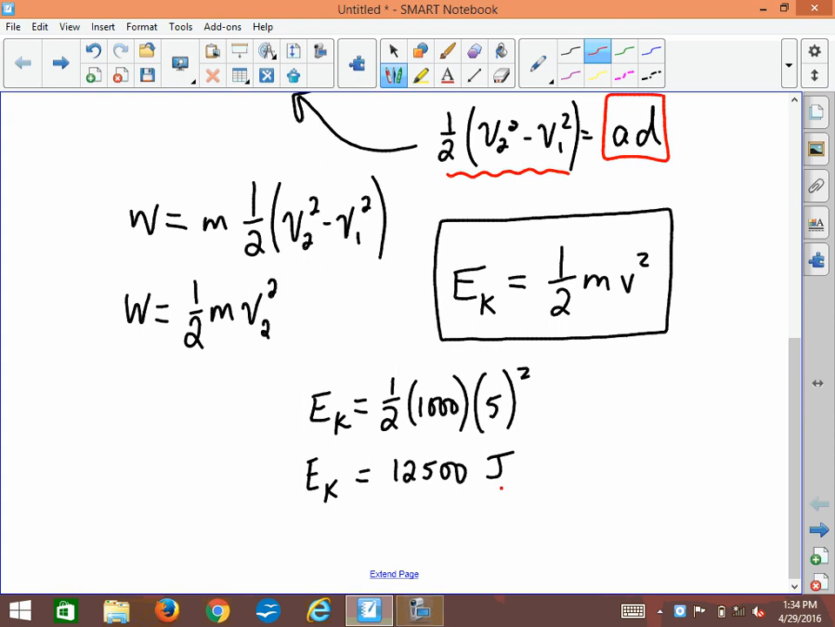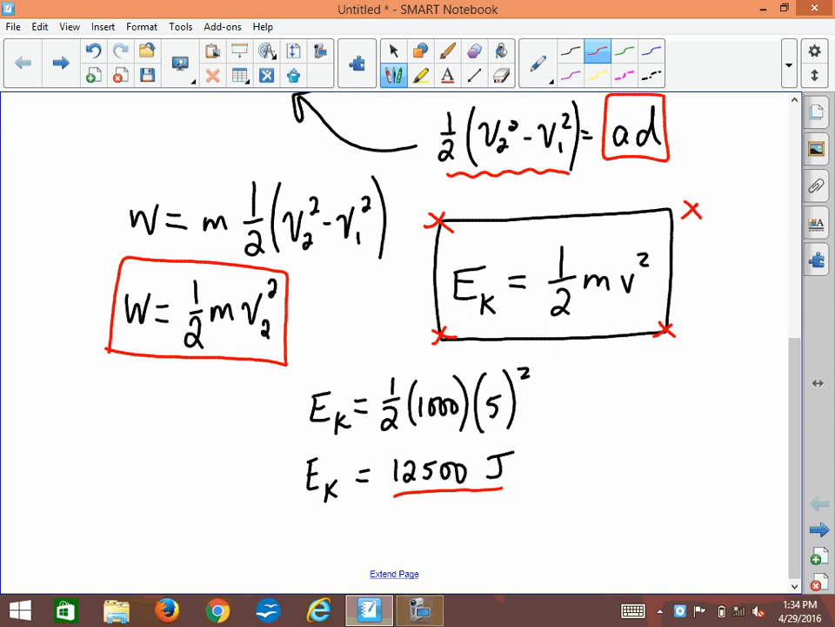Now you could also express that. You'd get the same answer here. You could also call it the work that was done to the car in getting it from 0 to 5 meters per second. It's the same number, same thing. So whether you call it the work done on the car or the kinetic energy, it's still the same amount of energy. So there's our first equation right here that we'll use for kinetic energy.